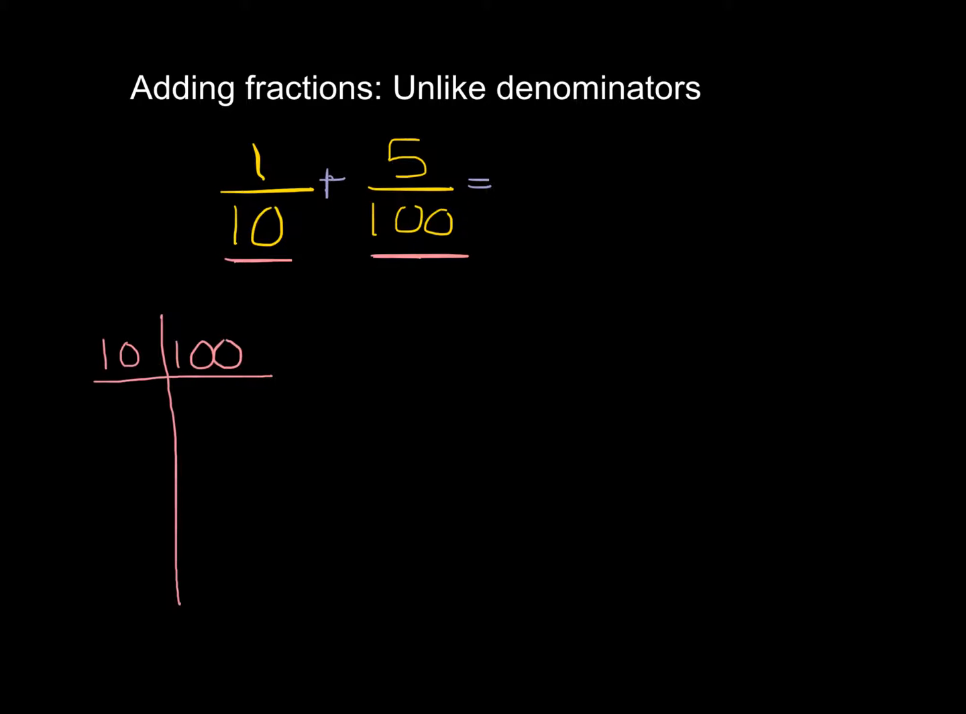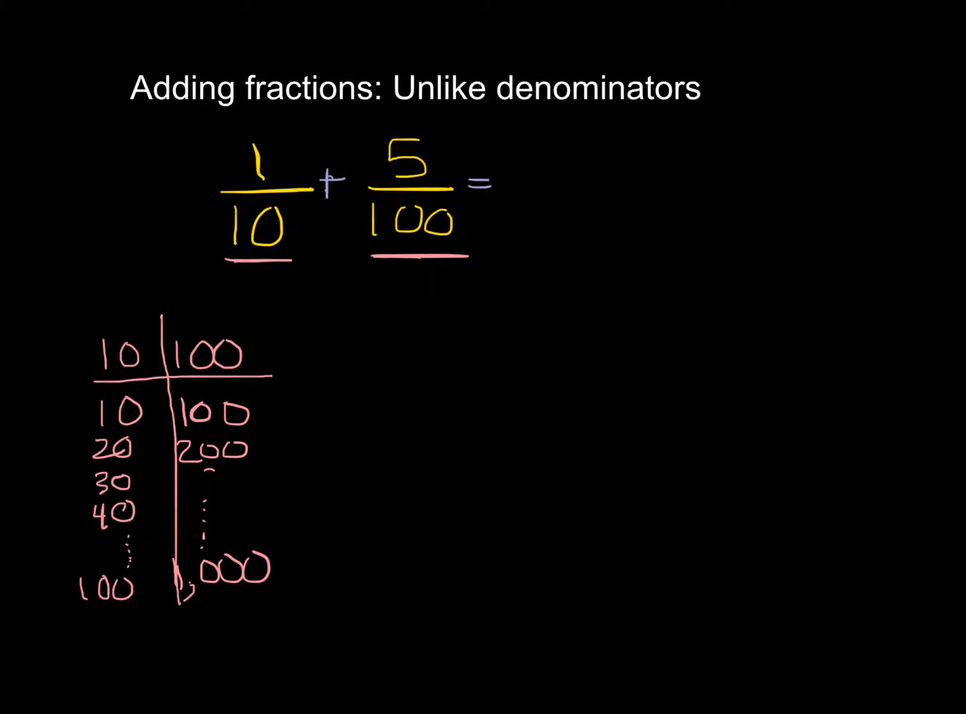In order to do that, we'll need to find out what the multiples of 10 and 100 are and find the similarities. So, if we go down, we see 10 times 1 is 10, 10 times 2 is 20, 10 times 3 is 30, 10 times 4 is 40, all the way down to 100. 10 times 10 equals 100. Now, if we go up here, we see 100 times 1 is 100, 100 times 2 is 200, and so forth. If you do 100 times 10, you'll get 1,000.